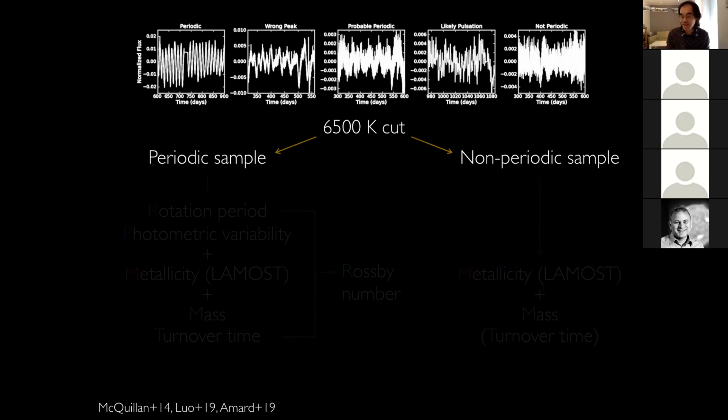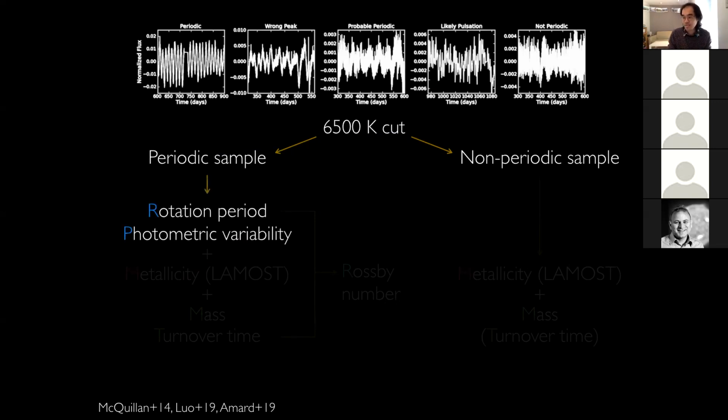In this work, the authors took all of the Kepler light curves for the Kepler field stars and tried to measure the rotation periods of these stars using an autocorrelation method. They first made a 6,500 Kelvin cut, and all the stars that they could measure a rotation period for, which was about a quarter of them, they put into the periodic sample. For the remaining 3/4 of the stars, we'll call them the non-periodic sample.